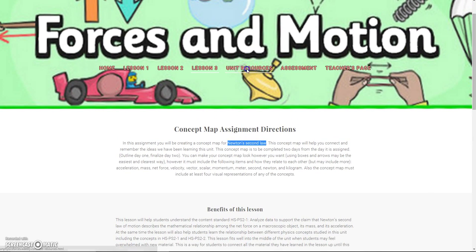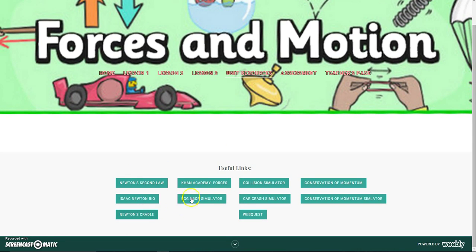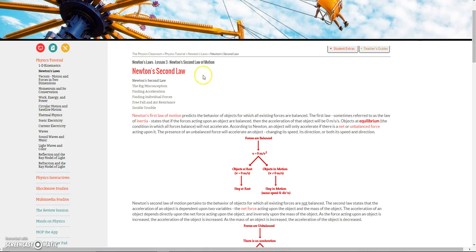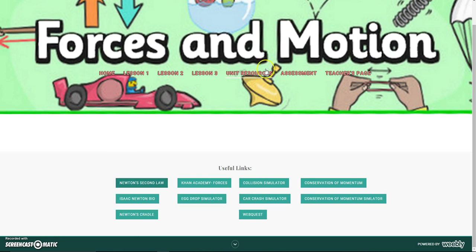Okay, so here's my unit resources page, and this is just links that the students can use during their assignments and for reference while they're trying to complete these tasks. Some, like the egg drop simulator, the car crash simulator, and the web quest, have been linked elsewhere, but some, for example Newton's second law, haven't. So this is an alternate way for students to get the information if they don't want to use their book, or if the book isn't clear.